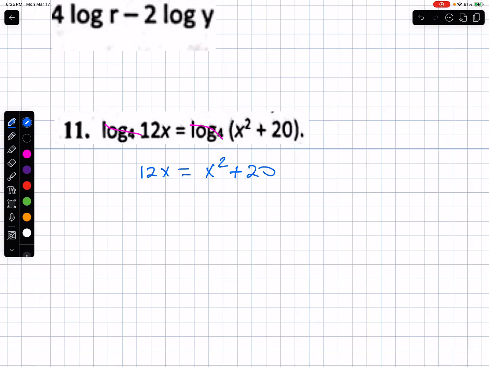So anytime you turn it into a quadratic, yes, and then you check it. And I want to keep the x squared positive always, otherwise it's a nightmare to factor. So I'm going to subtract 12x, exactly. So you're thinking what multiplies to 20 and adds to negative 12. So 0 equals x squared minus 12x plus 20.